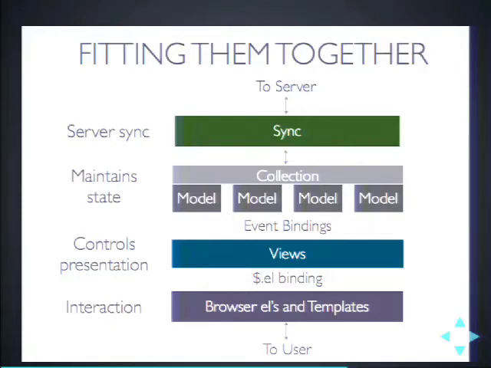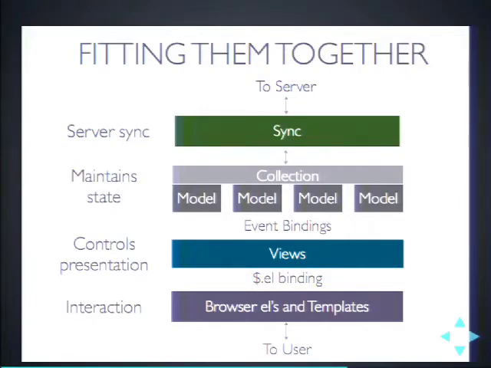So what we're seeing here is at the top, talking to the server. That's what backbone.sync is for. We don't use that. That's not relevant to what we're talking about. What's relevant to us is modeling state, modeling data, and we use Backbone models for that. So a Backbone model reflects the current state of whatever dynamic application that you have. If relevant to your application, it might make sense to have many models of the same type grouped in what is called a Backbone collection.